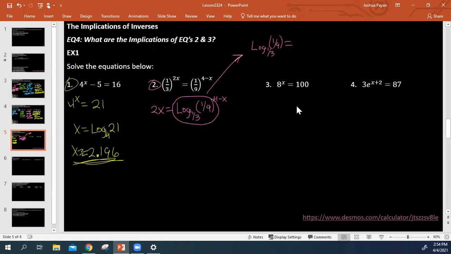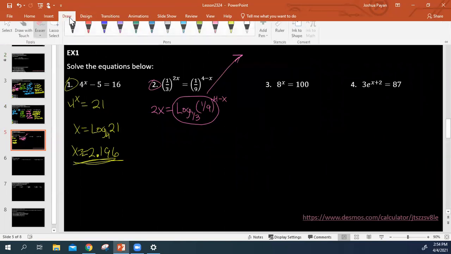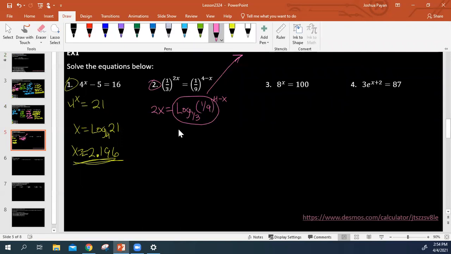Okay, so 1/3 to the second power is going to give me 1/9. Is that true or false? Well, 1/3 times itself does in fact give me 1/9. So my answer to that logarithm would be 2. Okay, so I can do, just to kind of illustrate what it is that's happening here.